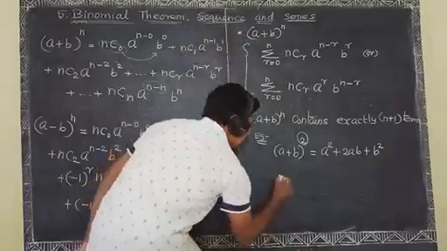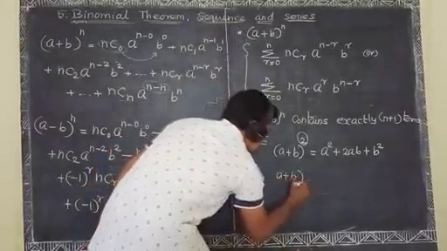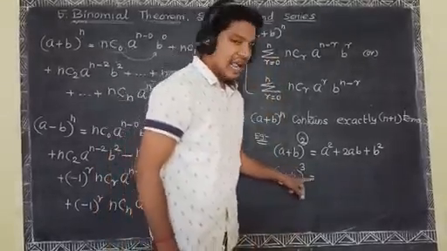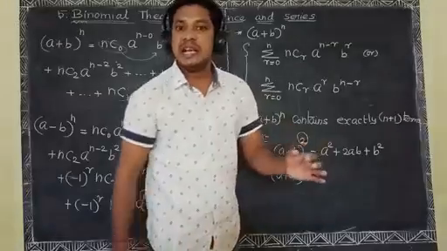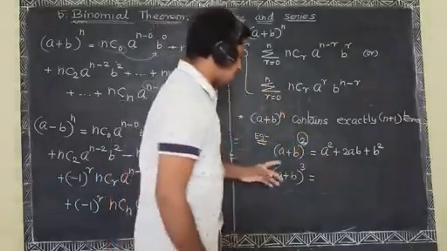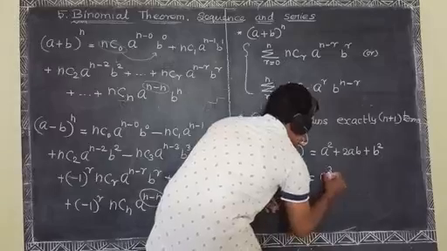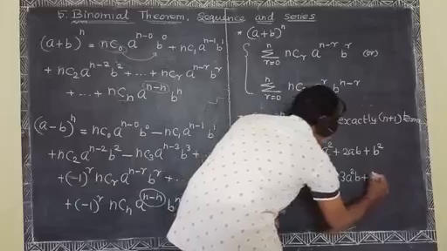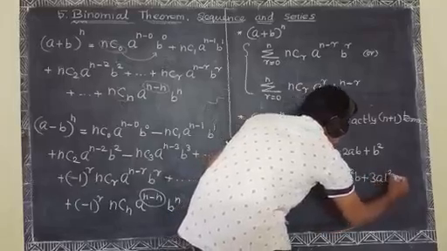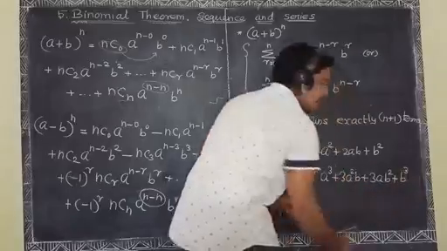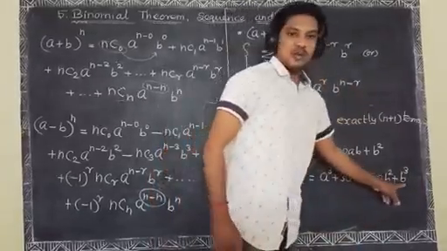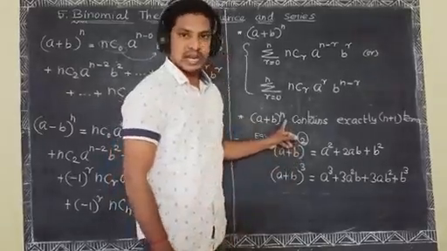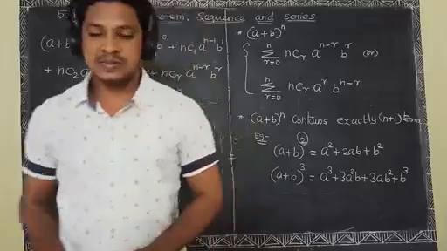For example, (a plus b) power 3 means the expansion has 4 terms, isn't it? For example, a^3 plus 3a^2 b plus 3ab^2 plus b^3. 1, 2, 3, 4. Similarly, follow the same process up to the finite numbers.